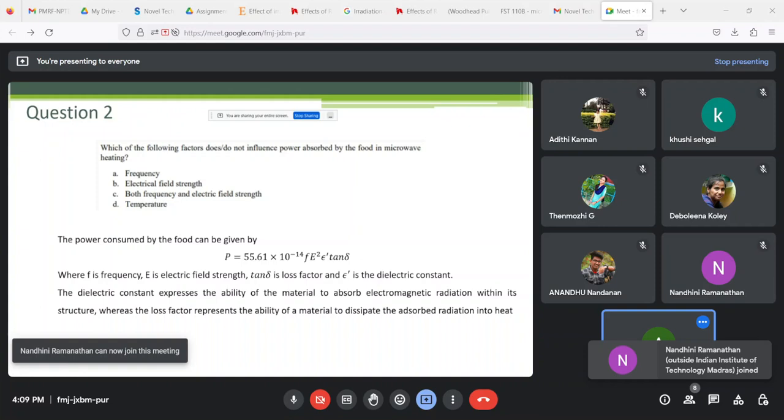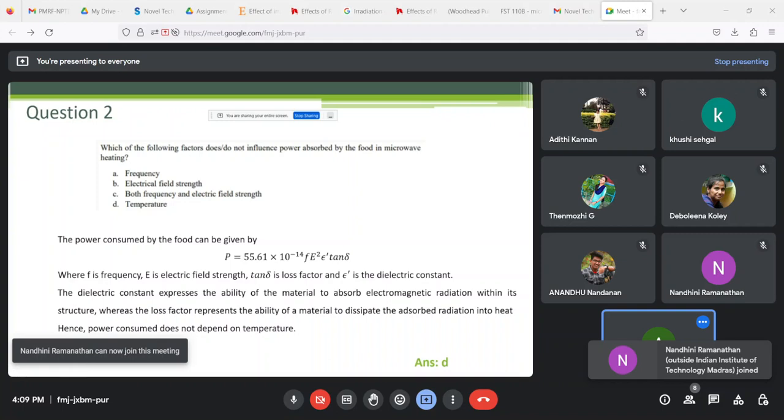You want the system to heat up. Apart from that, if the energy is being used up for some other processes, then it accounts for the loss factor. So you want a very low loss factor but a very high dielectric constant for any food that you are trying to heat up in a microwave. So power consumed by the food depends upon the frequency that you are giving, the electrical field strength, the dielectric constant, and the loss factor. So it does not depend upon the temperature of the food. So in this particular question, temperature is the factor that does not influence the power absorbed by the food. So the answer is option D.